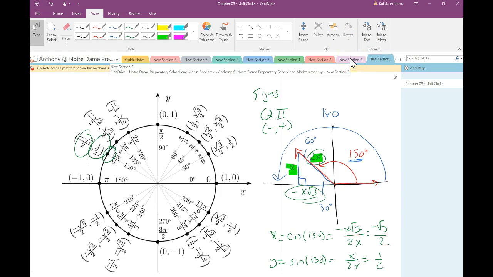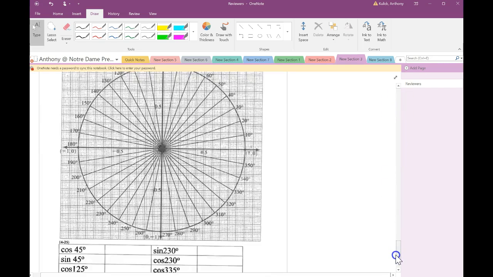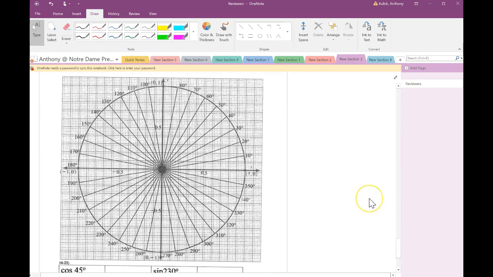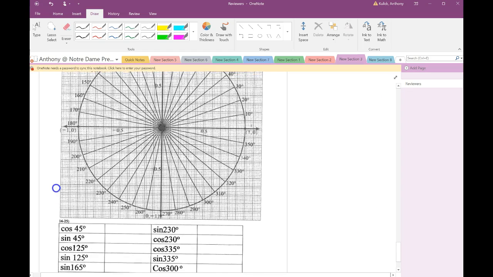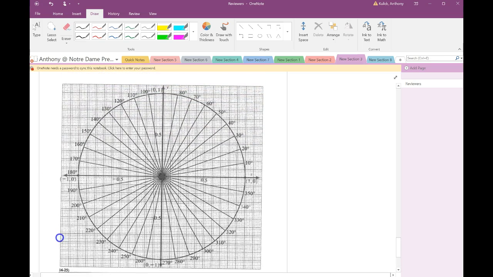So just to reinforce this idea, this relationship between the x and y coordinates on the unit circle, I gave you guys this handout that looks kind of like this. And it asks you for like cosine of 45, sine of 45, etc.